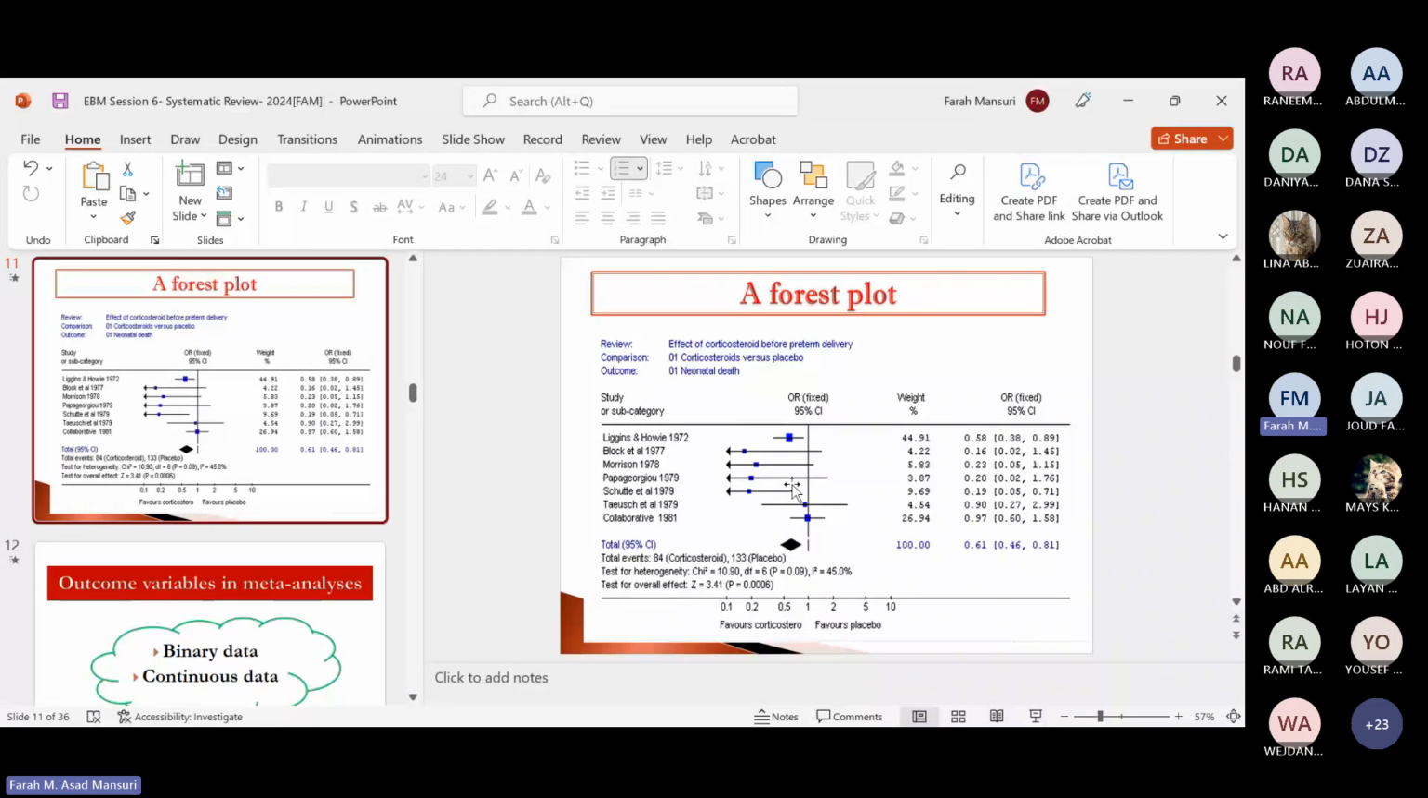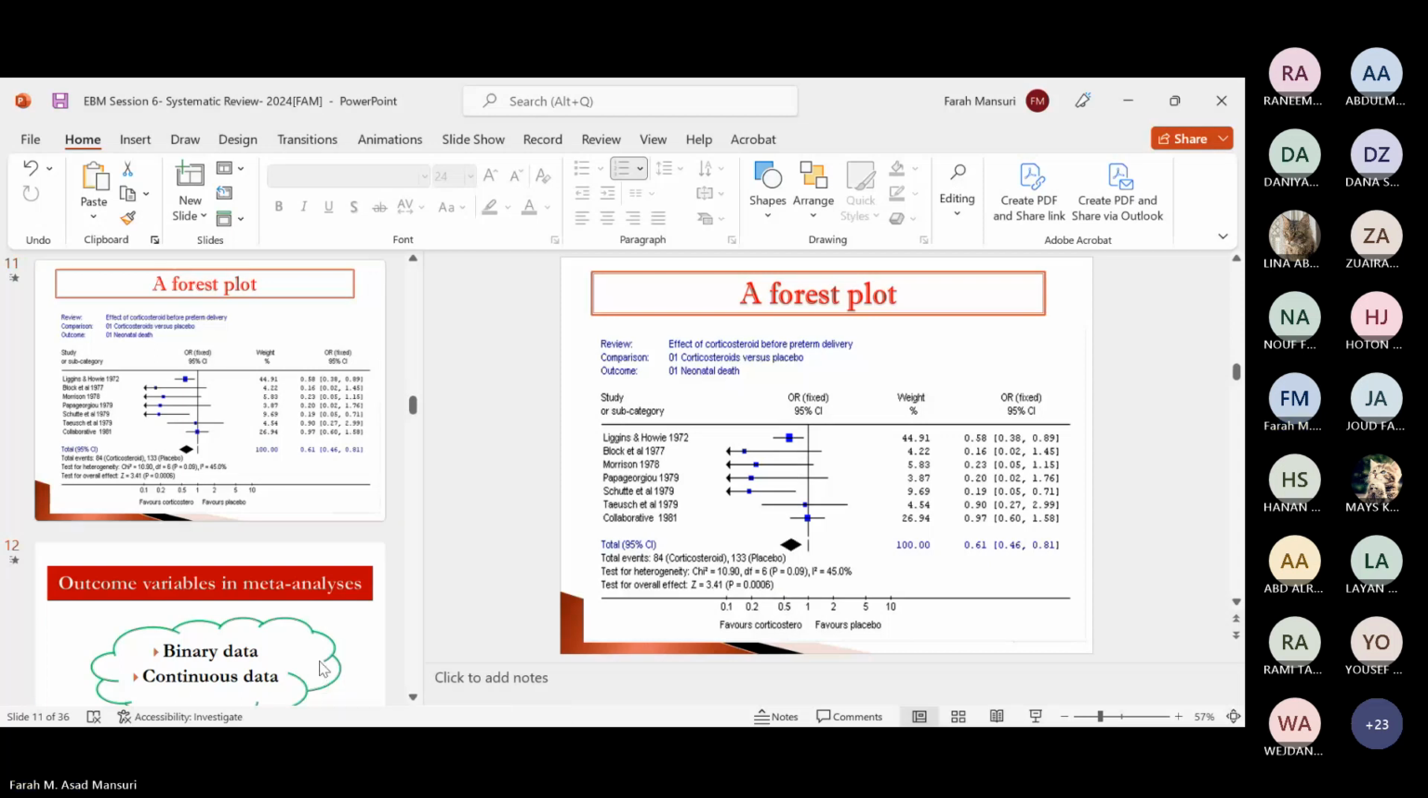So we can see the studies are listed here on the left side. Then their results in the form of odds ratio are here, and fixed effect model is applied, so that is written as fixed. Then the weightage of the study is given here. Weight of the study is given according to the sample size, and we don't have to calculate it. Actually, the software does it for us. So there are so many softwares available to make these forest plots and apply the meta-analysis.